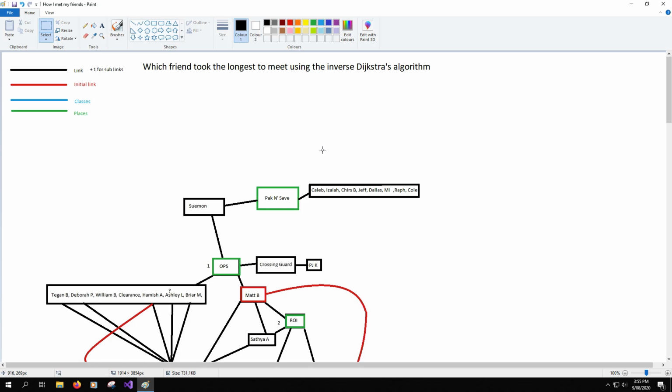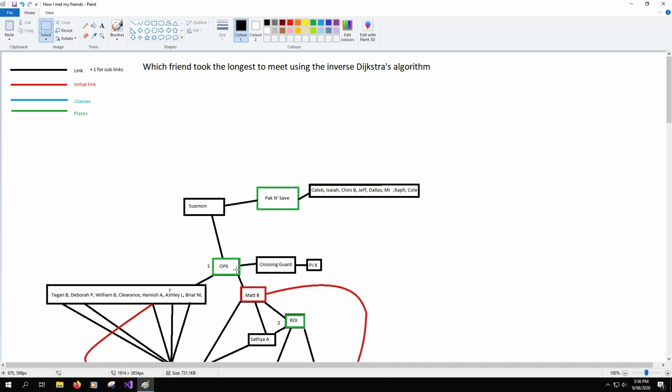Okay, so starting with me. So, okay, we've got Pak'nSave. That's my part-time job. So you've got these groups of friends: Caleb, Isaiah, Chris B, Jeff, Dallas, Mai, Raf, Cole.